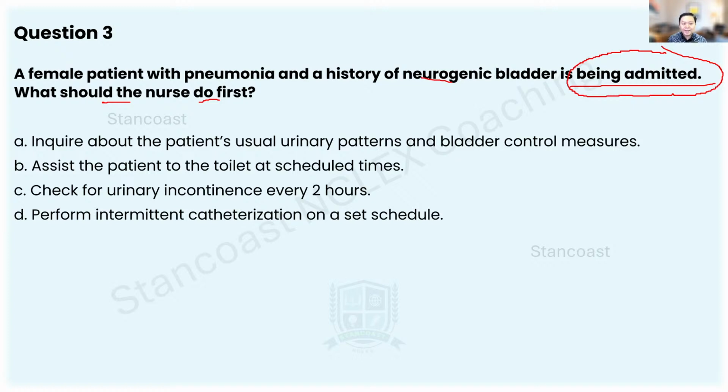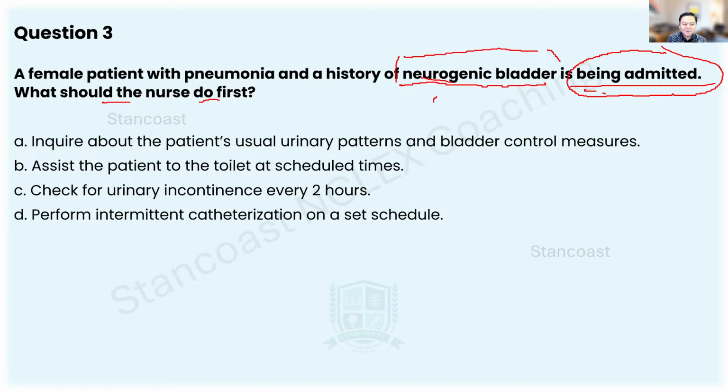Neurogenic bladder, a history of neurogenic bladder. So this is already known. It could be that the patient has had existing medical records in the system, but this is a patient that is being admitted. Your information is not only about the history, but you need to also inquire on the patient's current state. So what would be that?